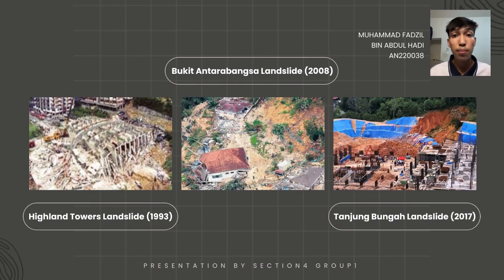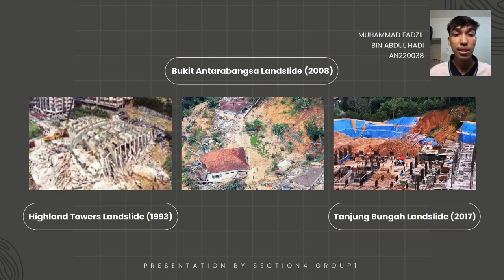The collapse of one of these three residential towers in Highland Tower, Selangor, resulted in 48 deaths. Heavy rainfall and construction activities on a nearby hill slope weakened the soil, causing a massive landslide that buried a portion of the apartment complex.